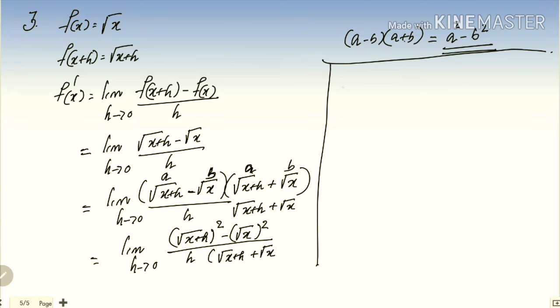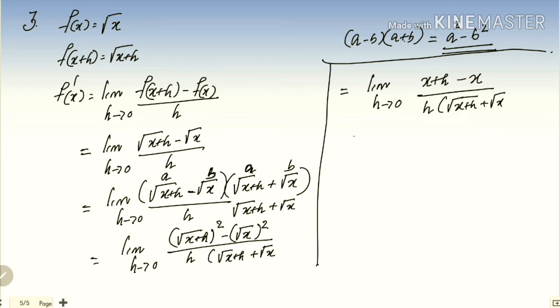Now you can see that it is equal to the limit as h tends to 0. When you square a square root, what will happen? The square root will be gone. It will disappear. So what do you get? The numerator x plus h minus x, since squaring a square root vanishes, divided by h times the bracket square root of x plus h plus square root of x. So the main technique that I used here is I rationalized the numerator. That is the main method that I applied here.